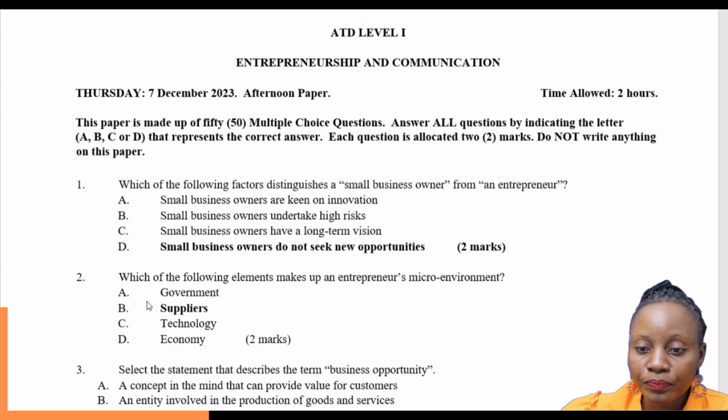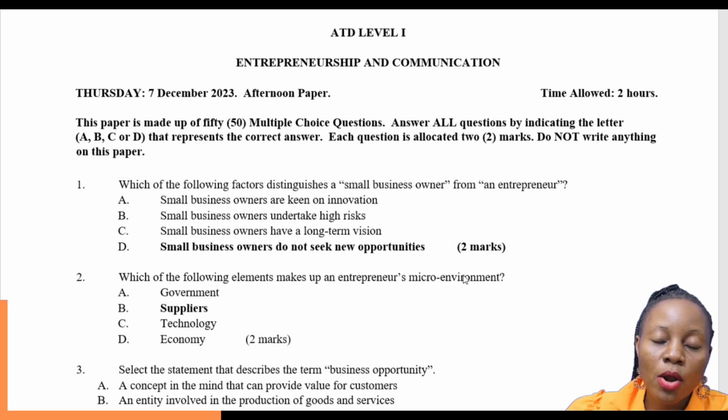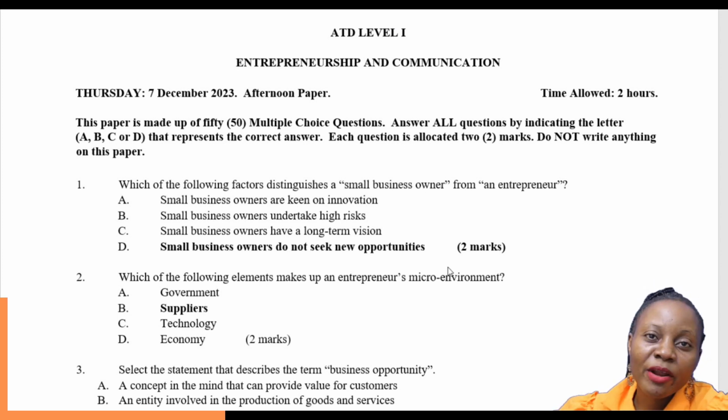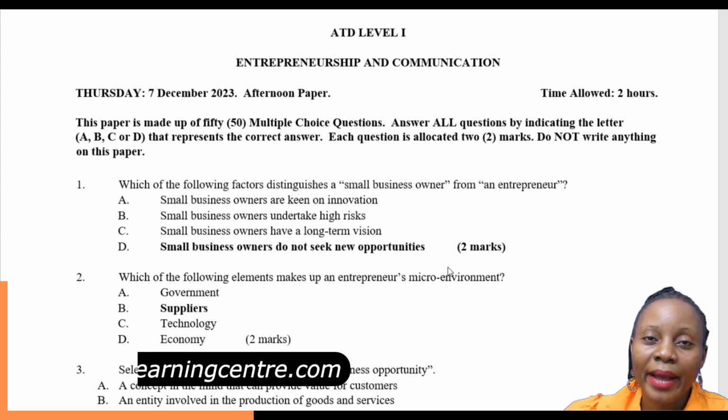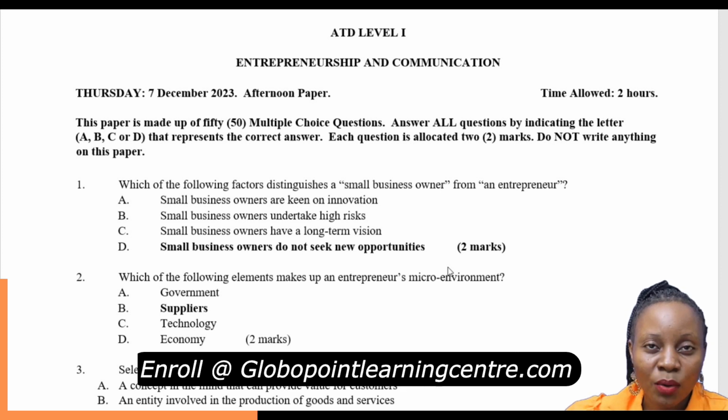Number 2, which of the following elements make up an entrepreneur's micro environment? Micro environment is another word for internal environment. Remember, we have 2 types of environments when it comes to entrepreneurship. We have the micro and the macro. The micro is made up of the internal factors, and the macro is made up of the external factors.